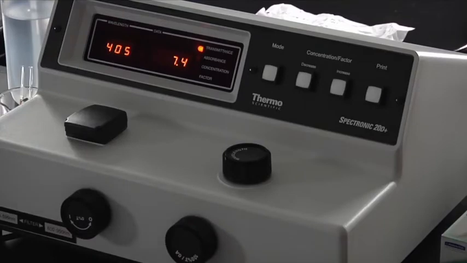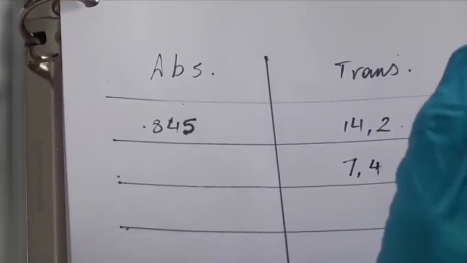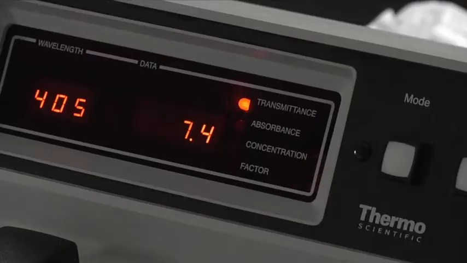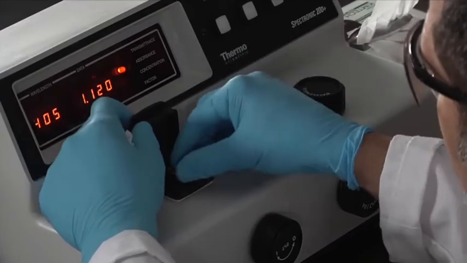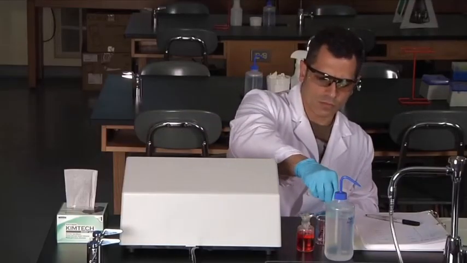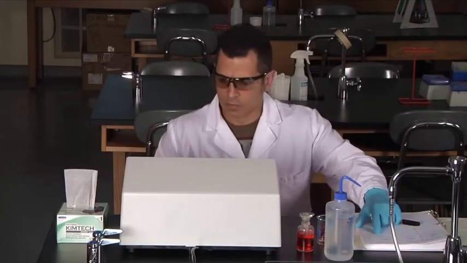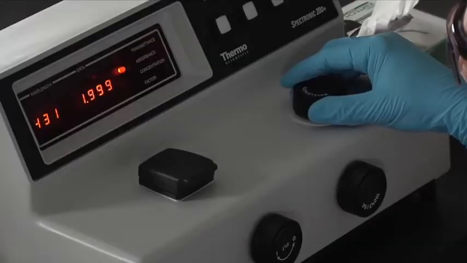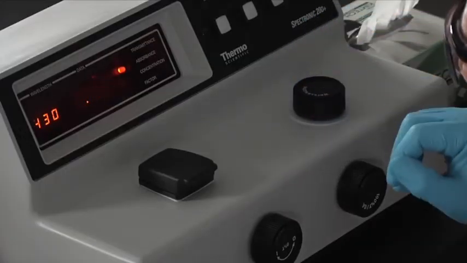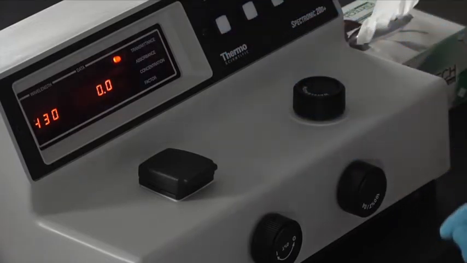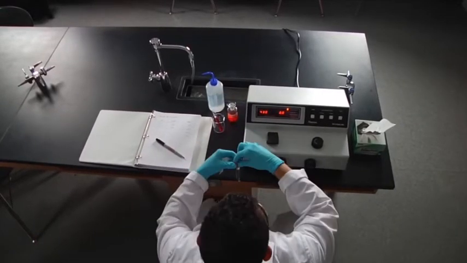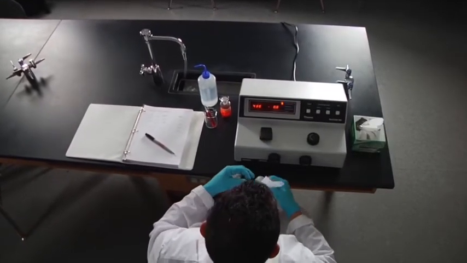The transmittance for the sample at 405 nanometers is 7.4%. The absorbance for the sample is 1.130. Record this in your lab notebook. Increase the wavelength by 25 nanometers to 430. Repeat these steps with the blank and sample, writing each value in your lab notebook.